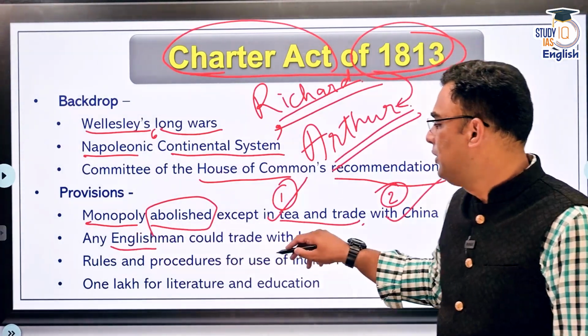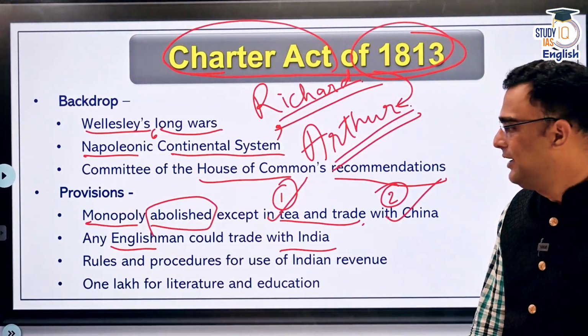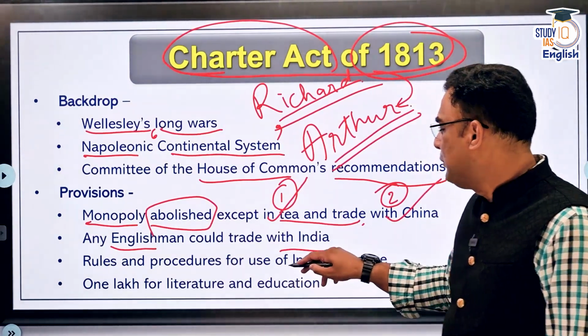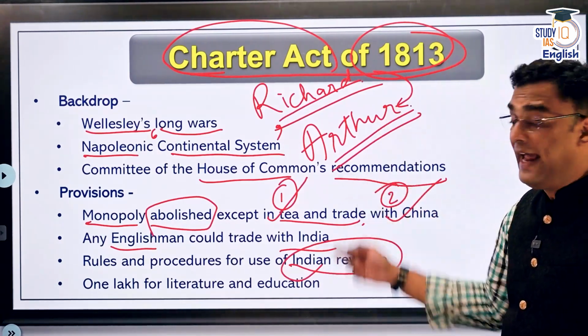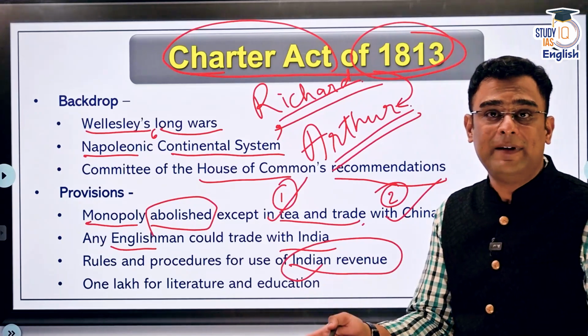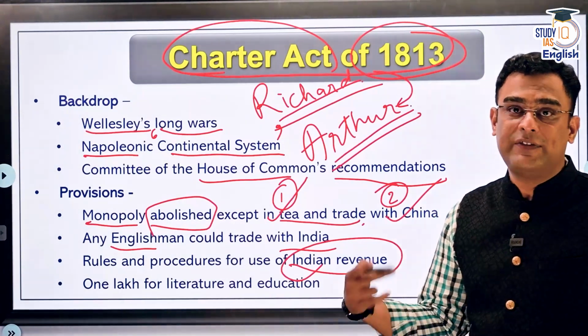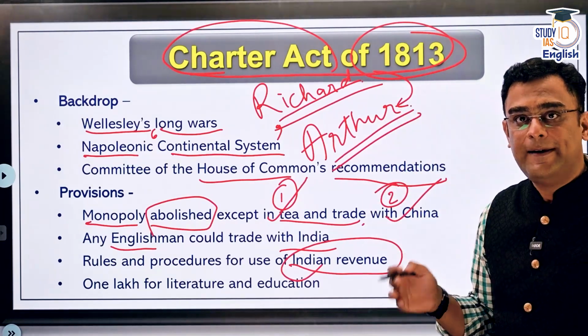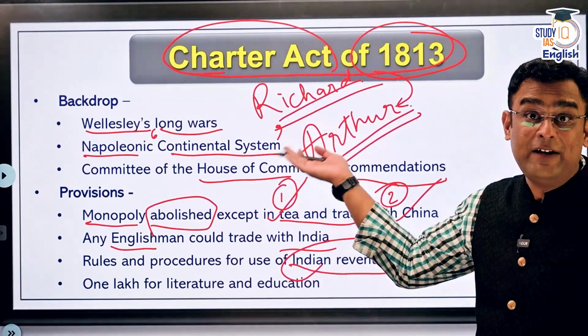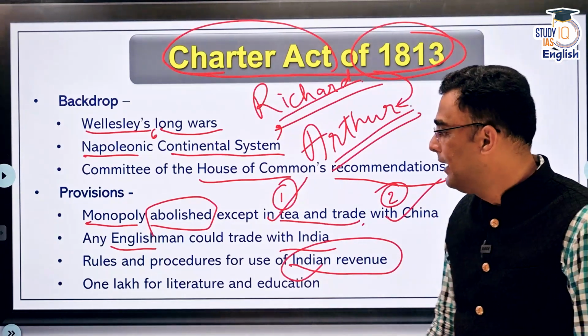Any Englishman could trade with India. There was no limitation now. Rules and procedures for using Indian revenue were also laid out under this act. What the East India Company can and cannot do. Because left to themselves, they used to pay a lot of dividends to their shareholders. And that meant a lot of pain for the company itself.